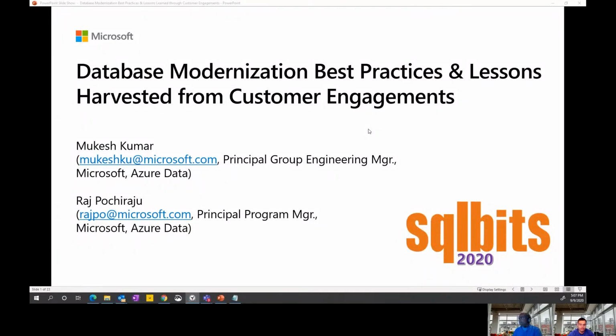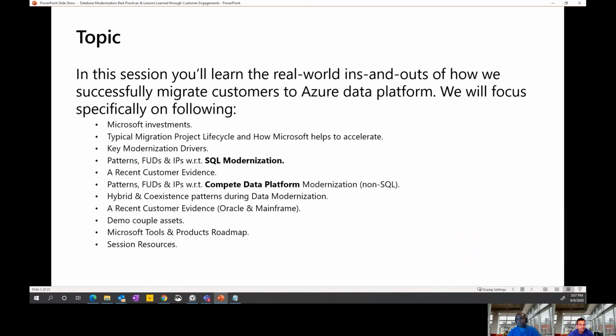So, hello again, everyone. The topic for Raj and I to present in this wonderful event is around database modernization best practices and lessons that Microsoft Engineering Group has harvested while white gloving large and complex customer engagements. Our focus in this would be towards SQL modernization as well as complete data platform modernizations that we have driven on Azure Data Platform.